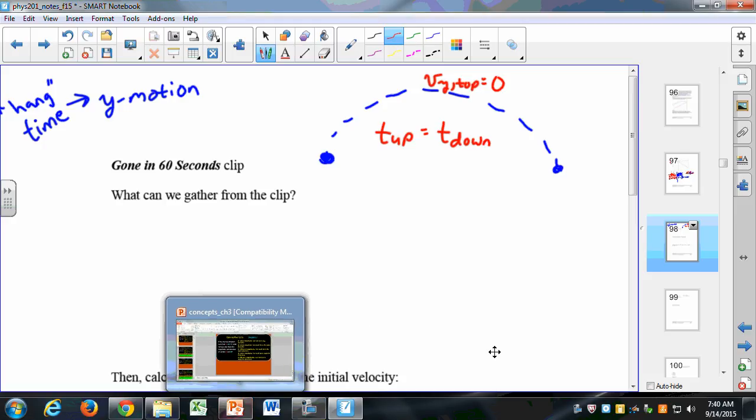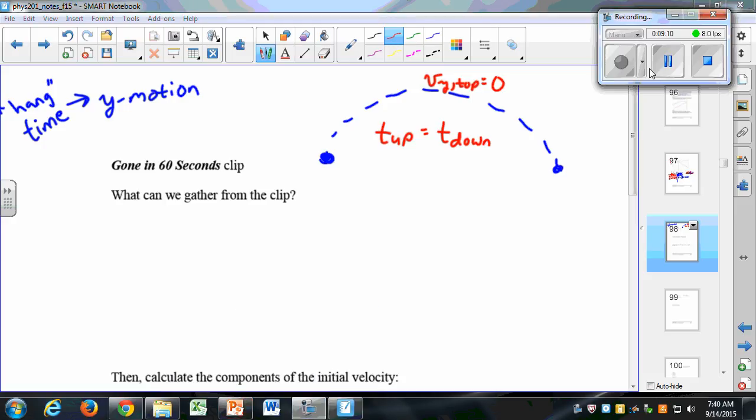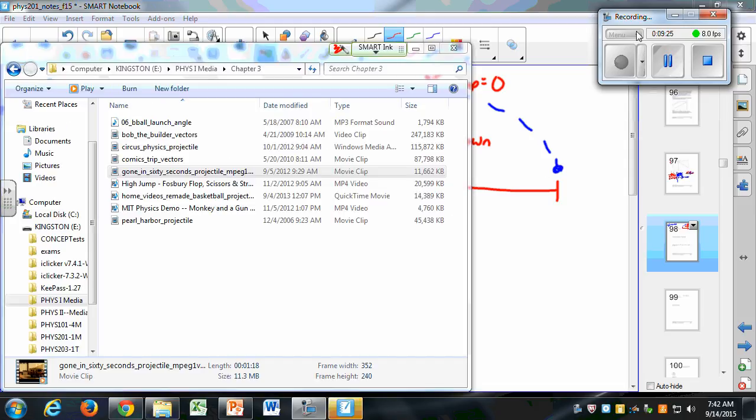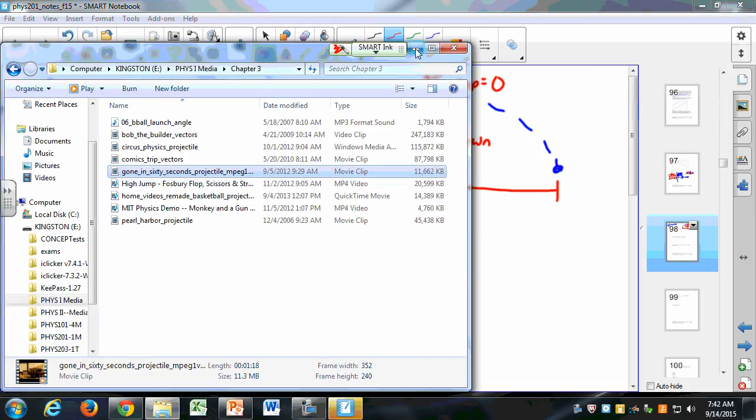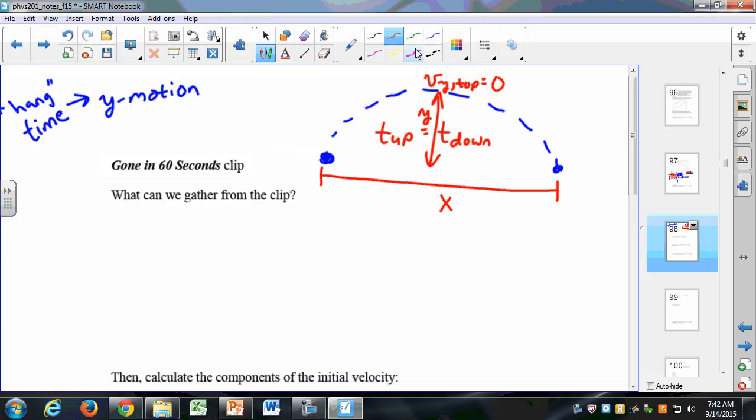So let's just watch the clip. As you're watching, I want you to think about what is the information that we need in order to find his range and his maximum height. So I'm looking both for this distance, x, and I'm also looking for this distance, y, in order to determine the range and the maximum vertical height. What are those two pieces of information we need? What's the first thing we need?